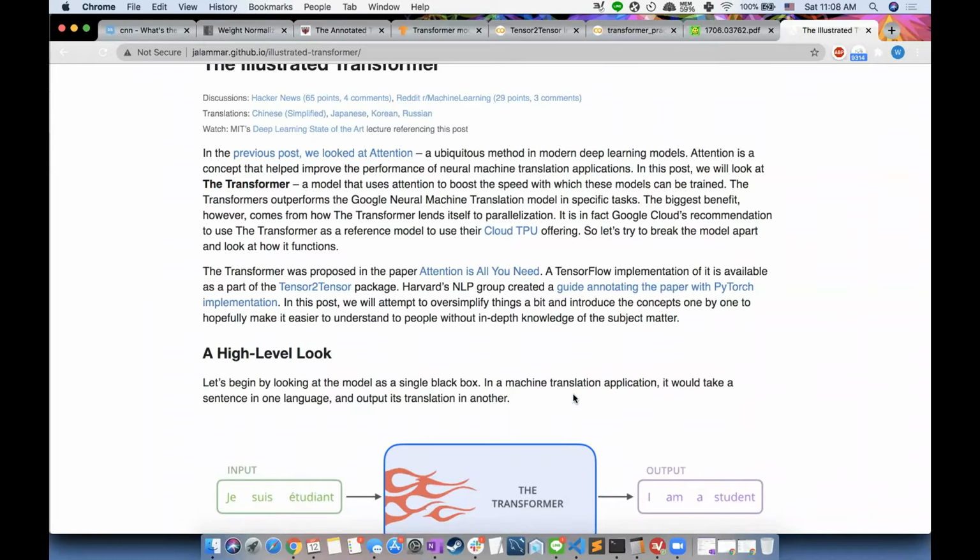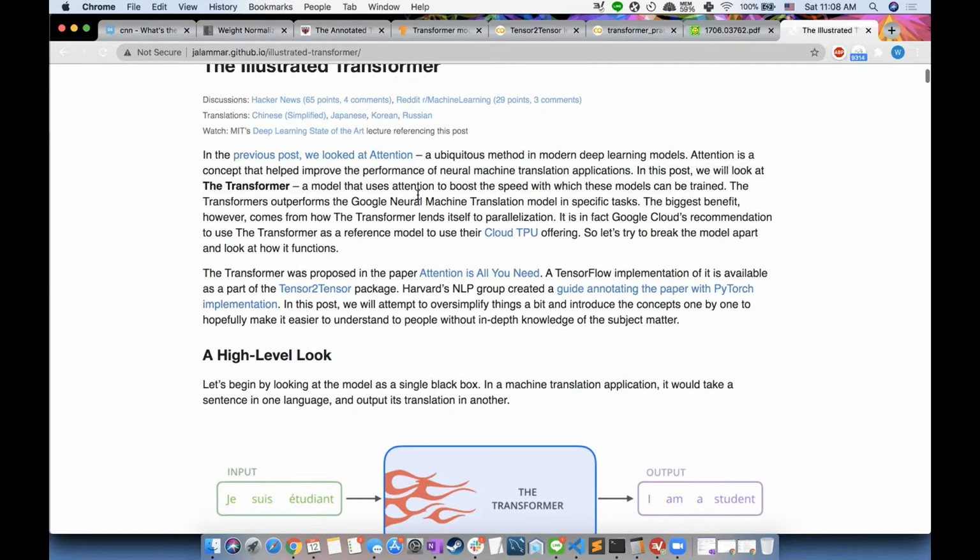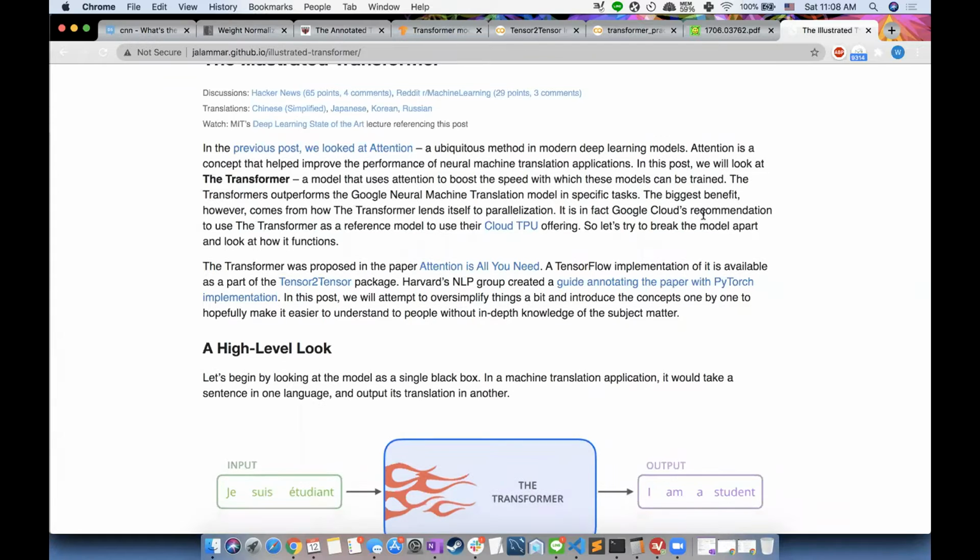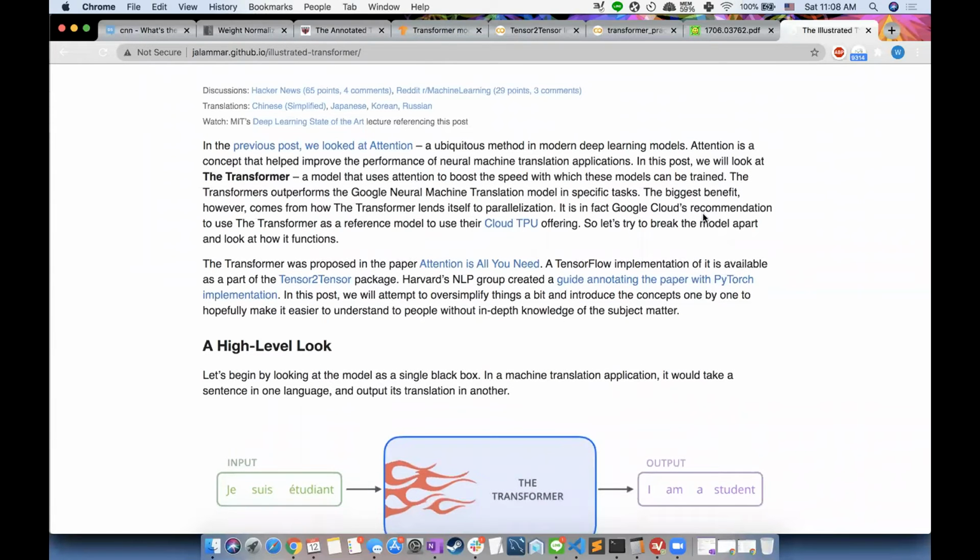Cool. And it says right here, in this post, we'll look at the transformer, a model that uses attention to boost the speed with which these models can be trained. And that's one of the advantages of the transformer. And we'll see the computation complexities in a little bit. It's because of that parallelization and also the speed of computation that comes with it.